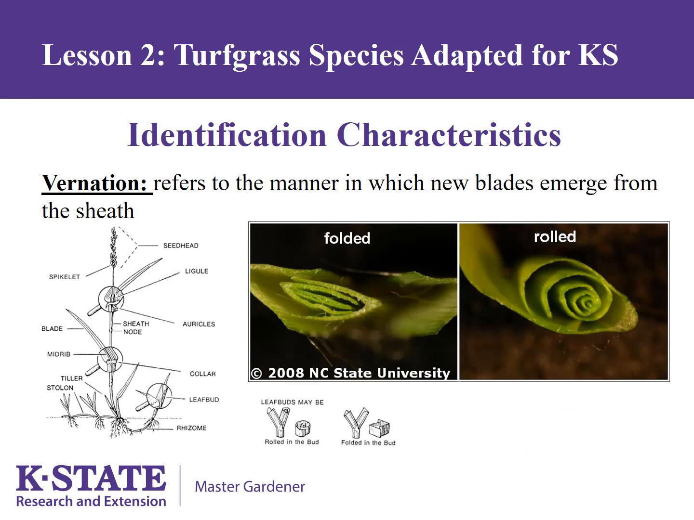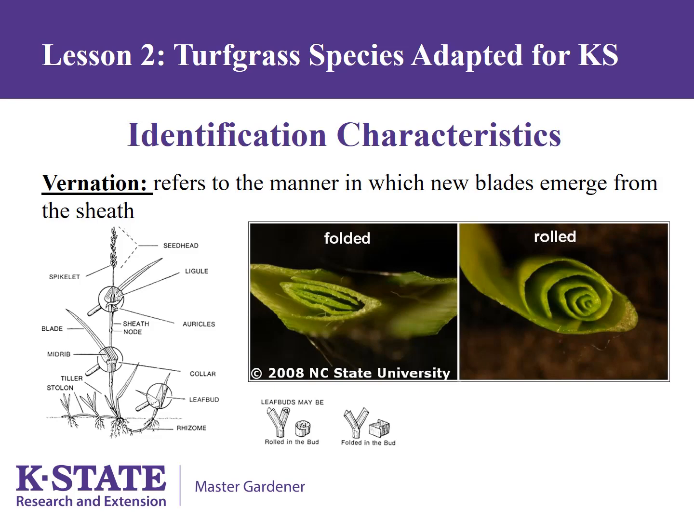A close-up visual of this: you can see a folded vernation here and a rolled vernation here. This refers to how the new blades emerge from the sheath, or that area around the plant. Don't be too concerned about this, as it is just going to help you identify. If you've used a dichotomous key before, you know it goes through these things to help identify plants, and this is just one of the identifying characteristics. I want you to be aware of it if you see this terminology in some of the literature moving forward.